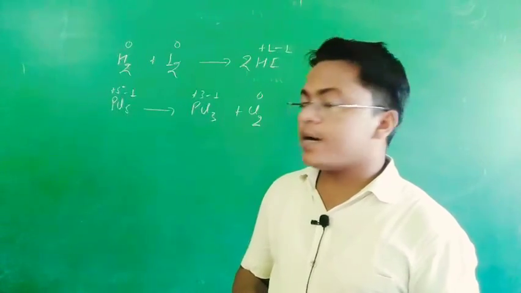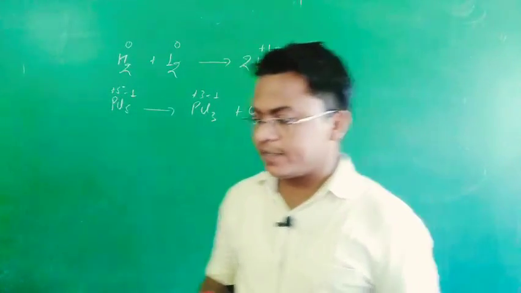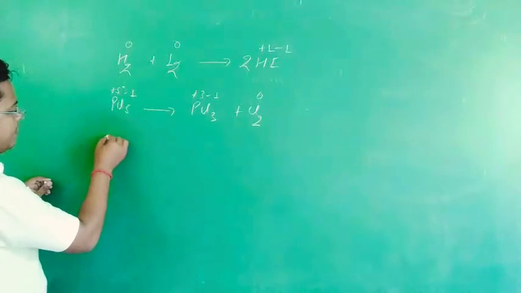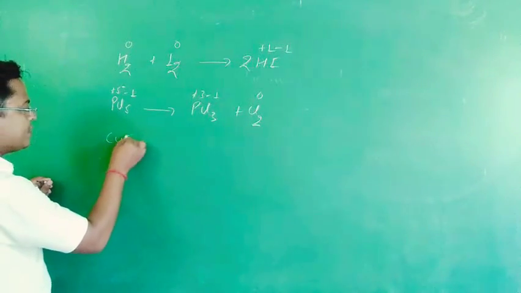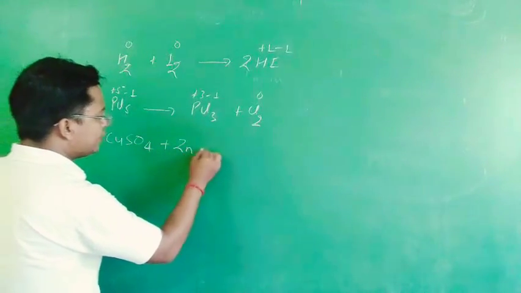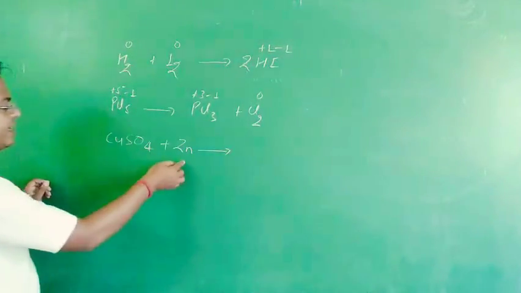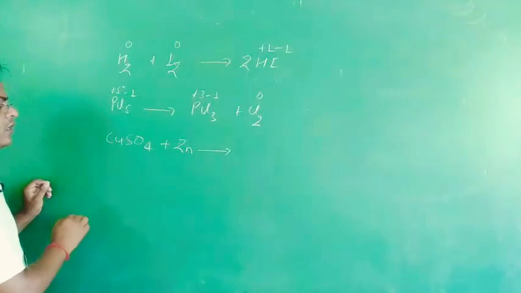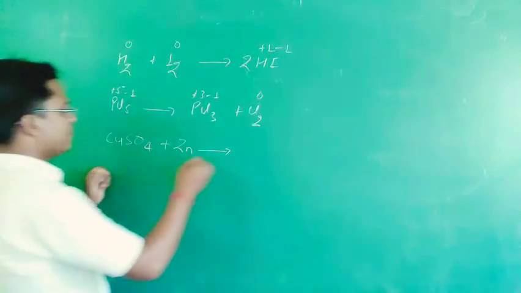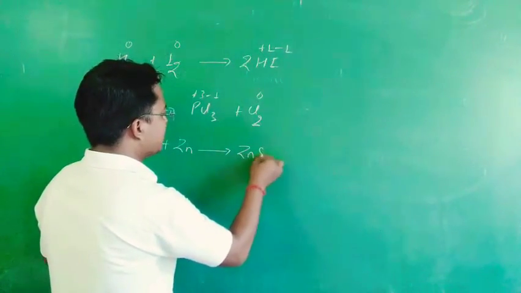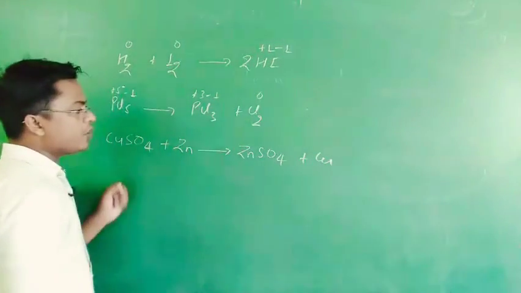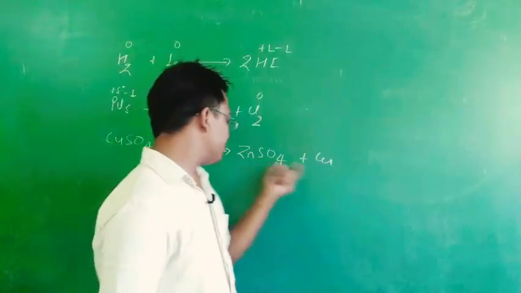There is one more example, of a displacement reaction. Let us take the example where copper sulfate is given and we have to react it with zinc. Zinc will displace copper from copper sulfate. It is a very common reaction. So there will be zinc sulfate, and copper gets displaced because copper is less reactive as compared to zinc.